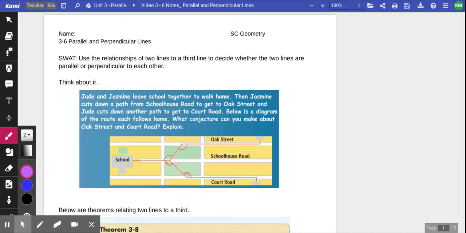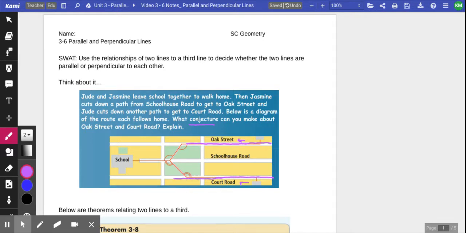Okay, so to start, we're just going to look at this very basic diagram right here. And it basically has some streets: Oak, Schoolhouse Road, and Court Road. And I'm asking you, what conjecture, or what hypothesis can you make about Oak Street and Court Road? So Oak Street, which is right here, and Court Road right there. So what could you tell me about Oak and Court Road? And if you take a look and you're just kind of looking, they both look like they are horizontal roads.